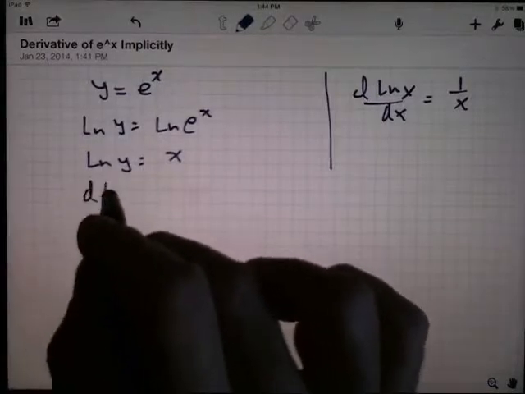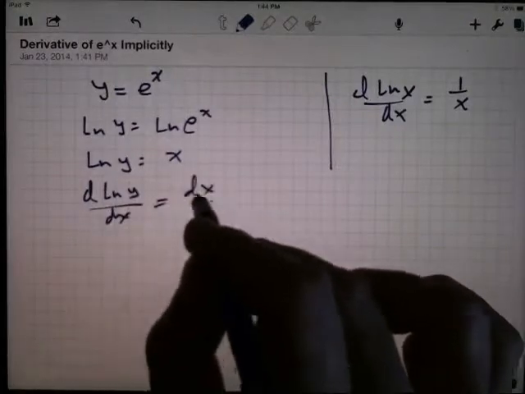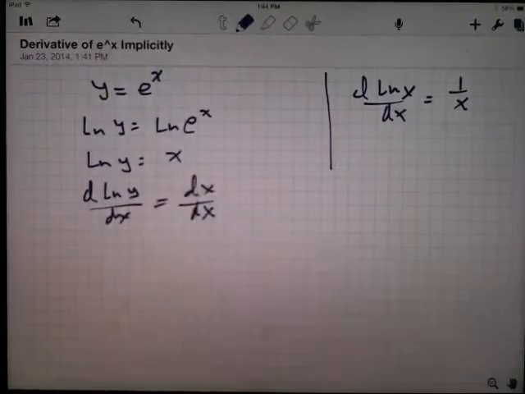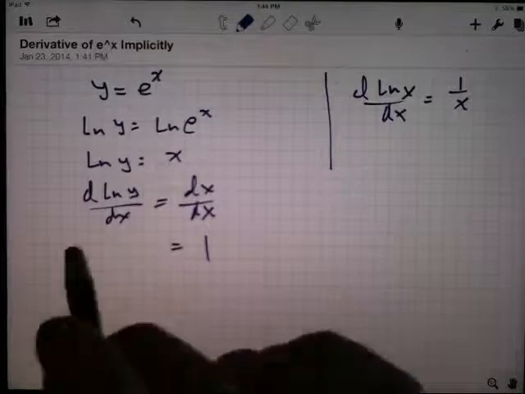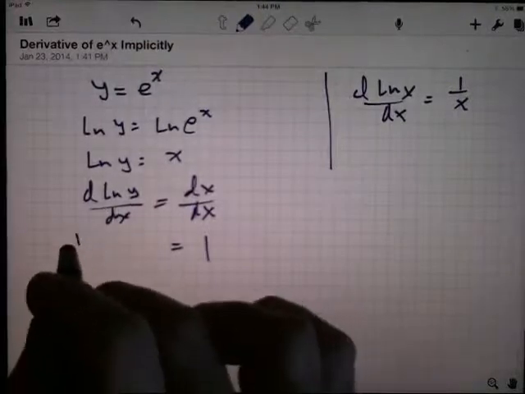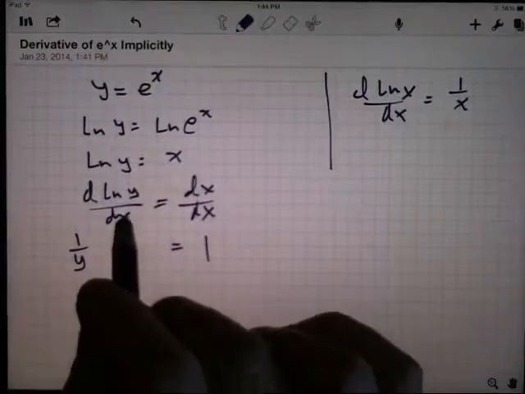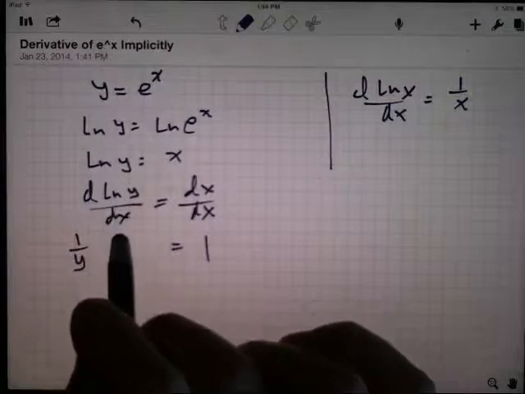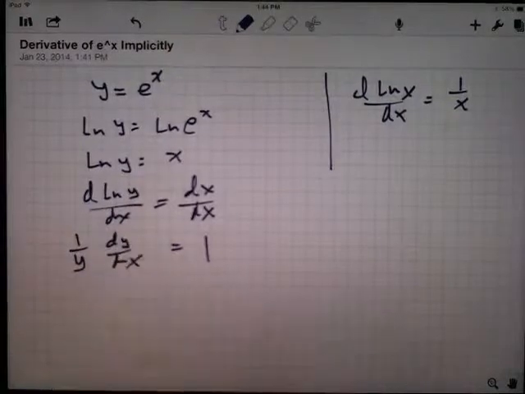Take the derivative of the left-hand side with respect to x. Take the derivative of the right-hand side with respect to x. I always like the right-hand side. That's easy. Derivative of x with respect to x is 1. Now I want the derivative of the natural log of y. Well, if I were taking the derivative of the natural log of y with respect to y, it would just be 1 over y. But I'm not taking it with respect to y. I'm taking it with respect to x. So the chain rule says multiply that by dy dx.